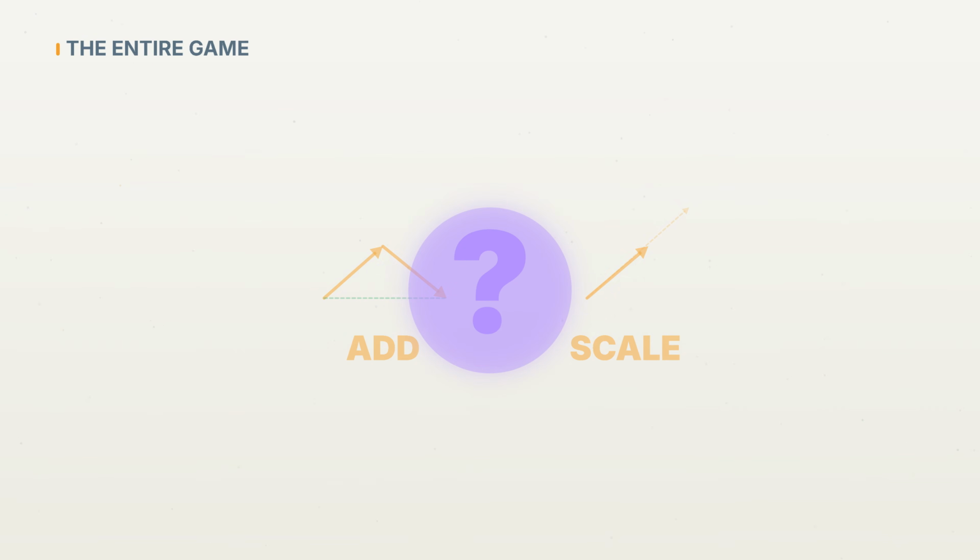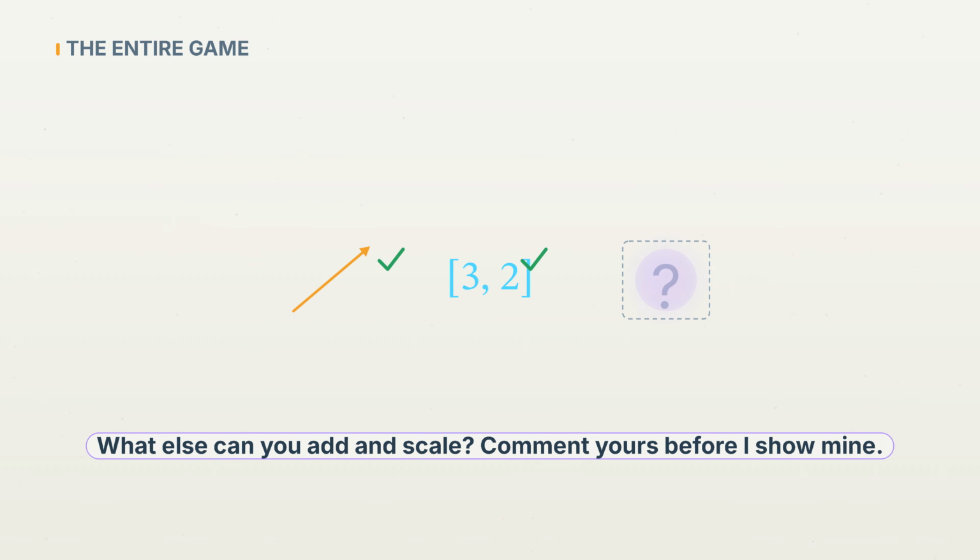But if that's all a vector is, then anything you can add and scale counts as a vector. Look at the arrows on screen. They're just one example. Anything qualifies. Arrows, yes. Number lists, yes. But keep going. What else obeys those two rules? Pause the video. Comment one thing you think qualifies before I show you mine.